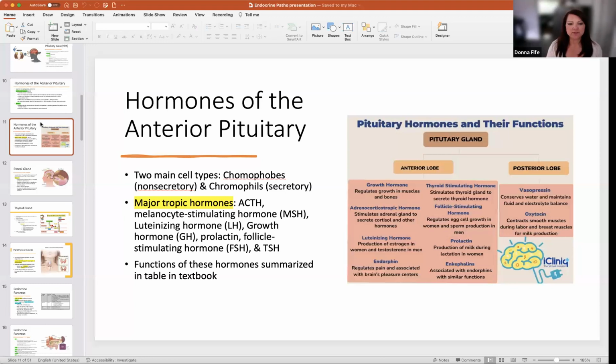Hormones of the anterior pituitary: there are two main cell types, chromophobes, which are non-secretory, and chromophils, which are secretory. The major trophic hormones are ACTH, melanocyte stimulating hormone, luteinizing hormone, growth hormone, prolactin, follicle stimulating hormone, and TSH. The functions of these hormones are summarized in the book, and there's also some here on this chart, the different functions from the anterior pituitary and posterior pituitary.